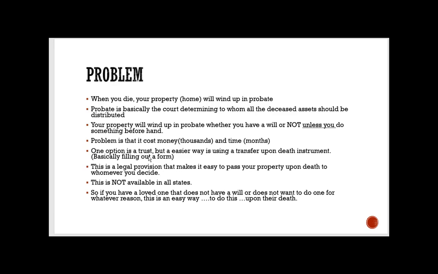But basically, one option to do this before you die is either to set up a trust for your property, but an easier way is to set up a transfer upon death instrument. It's basically just filling out a form. It's a legal provision that makes it easy for you to pass your property upon your death to wherever you decide. It's not available in all states, so check if your state has it available to you.